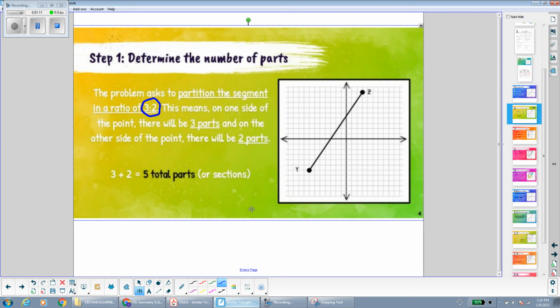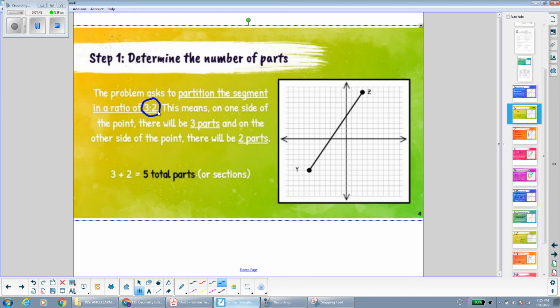This means on one side of the point, there will be 3 parts of the line segment, and on the other side of the point that we're looking for, there will be 2 parts. Once again, that comes from the 3 to 2 ratio. Whatever the point is that divides the segment in a 3 to 2 ratio, there will be 3 parts of the line segment on one side of it and 2 parts remaining on the other side.